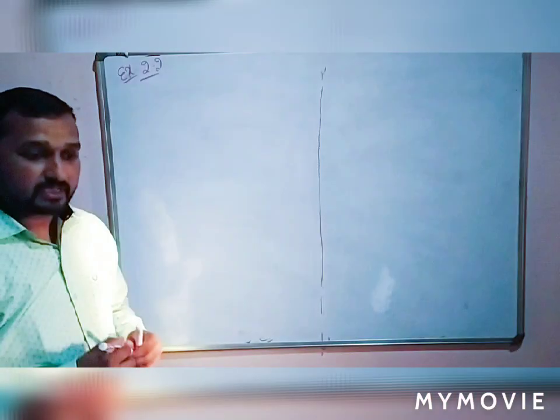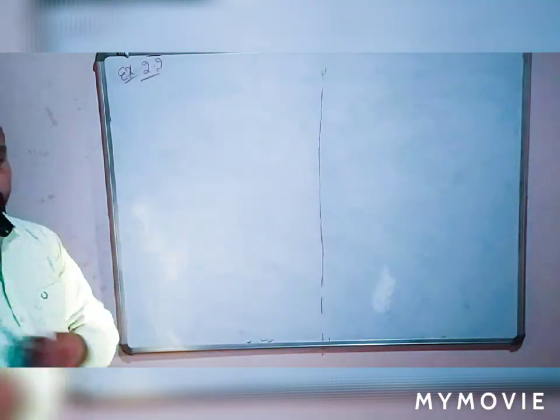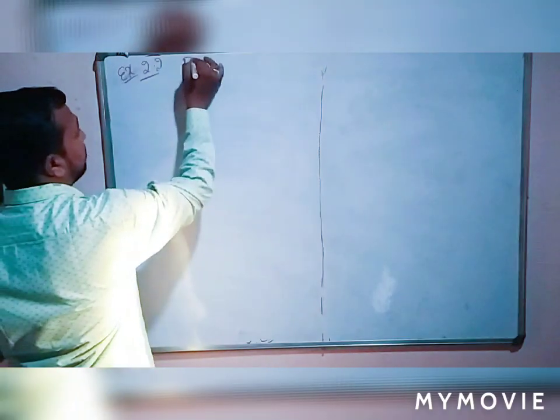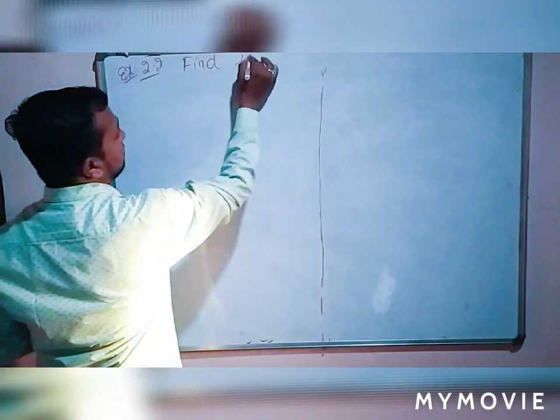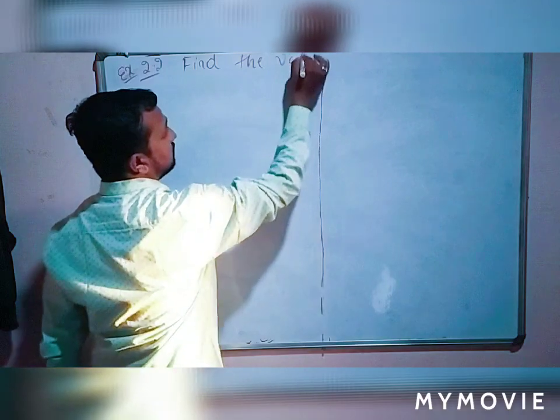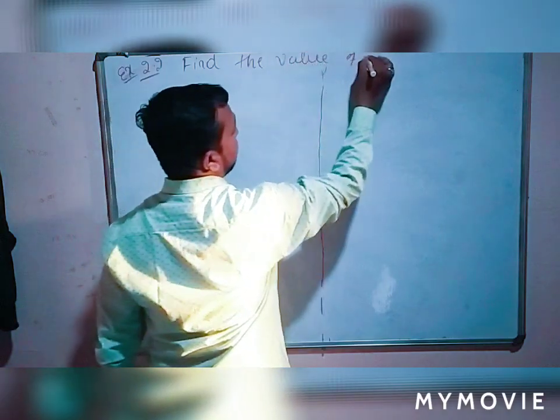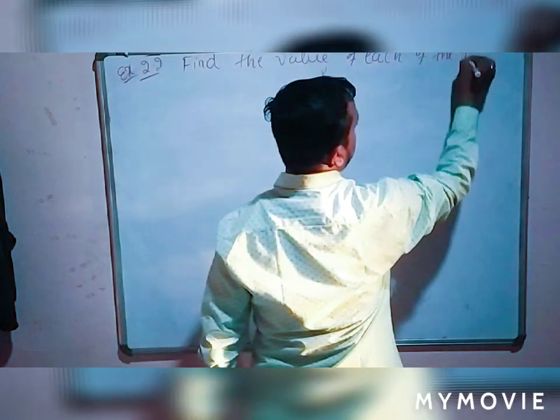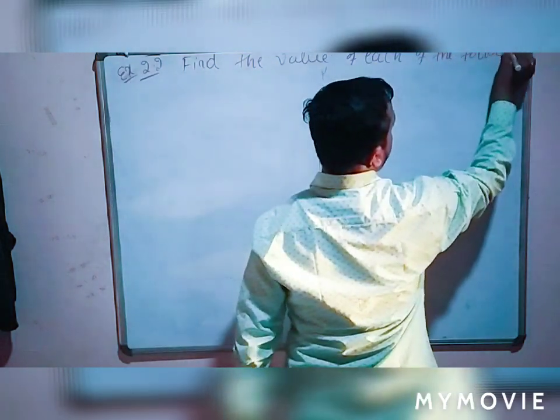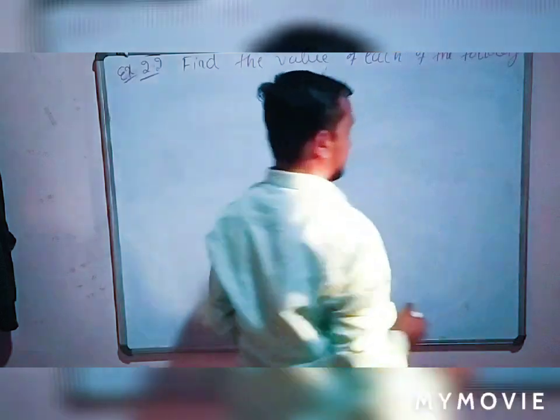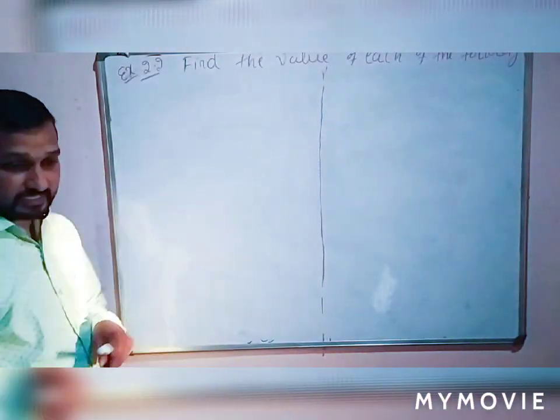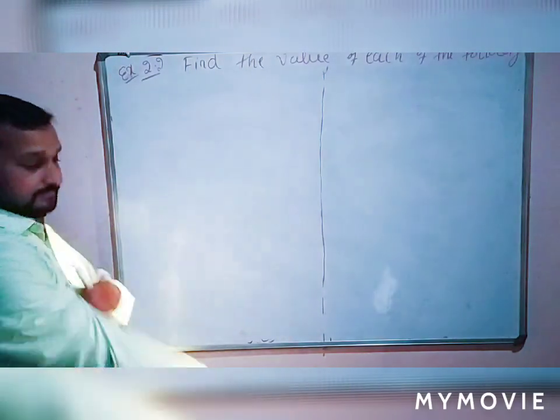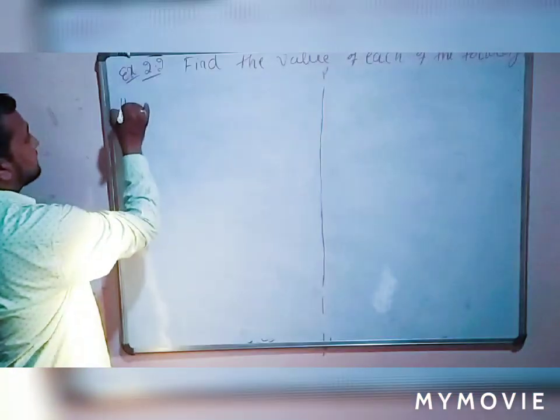What is your next part? Write down the questions. Find the value of each of the following. Okay, find the value of each of the following. So example number 11, the first one. What is the example?